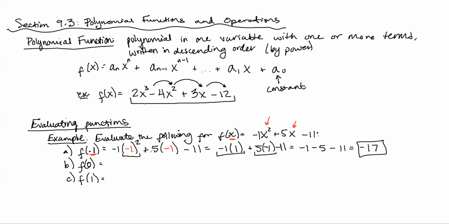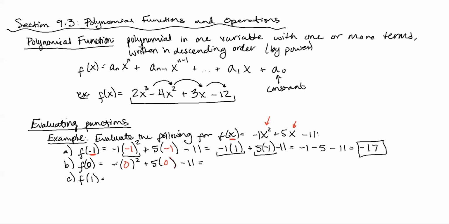Now let's do the same thing with the 0. This one's a little bit nicer because working with zeros is generally pretty nice. So let's go ahead and leave that negative in the front, or you can think of it as -1. I'm just going to do a negative this time. And then we're plugging in a 0, so we're going to have 0 squared plus 5 times 0, and then -11.